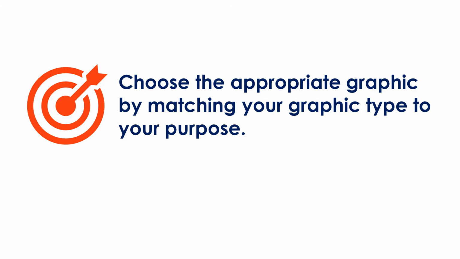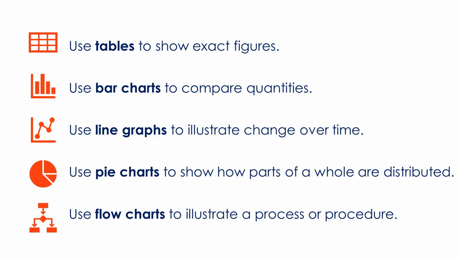Next, you want to choose the appropriate graphic by matching your graphic type to your purpose. And to understand how to do this, let's consider the purposes that different kinds of data visualizations can serve. So you can use tables to show exact figures. You should use bar charts to compare quantities. You should use line graphs to illustrate change over time. You should use pie charts to show how parts of a whole are distributed. And you can use flow charts to illustrate a process or a procedure.